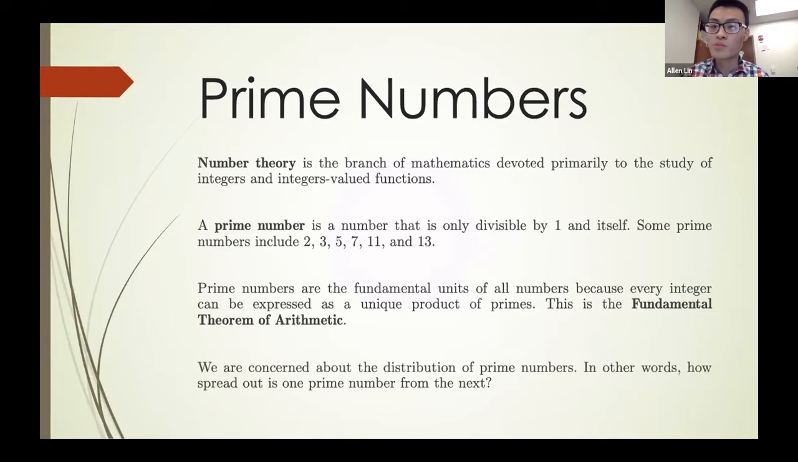Since these prime numbers are so important, we want to know some properties about them. For example, how far apart they are. The first few prime numbers, 2, 3, 5, 7, 11, are all very close. But as you go on into the number system, they'll be farther apart because there'll be more factors of each number.